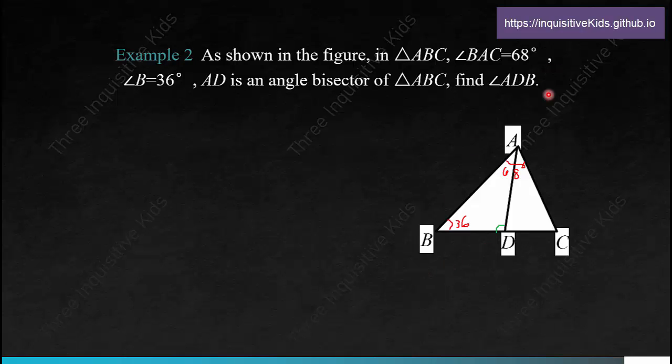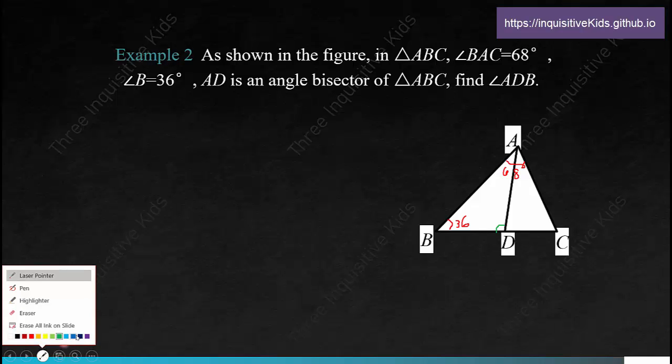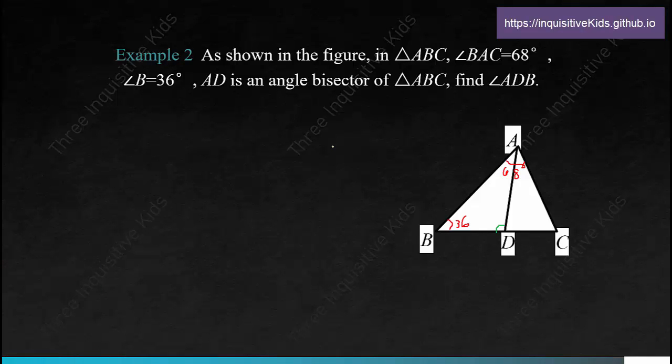We know that angle BAC, this whole thing, is 68 degrees. And we want to find half of it since we know that line segment AD is the angle bisector of angle BAC. So then this angle right here has to be half of 68 degrees. So half of 68 degrees would be 68 divided by 2, which is equal to 34. Therefore, angle BAD is equal to 34 degrees.